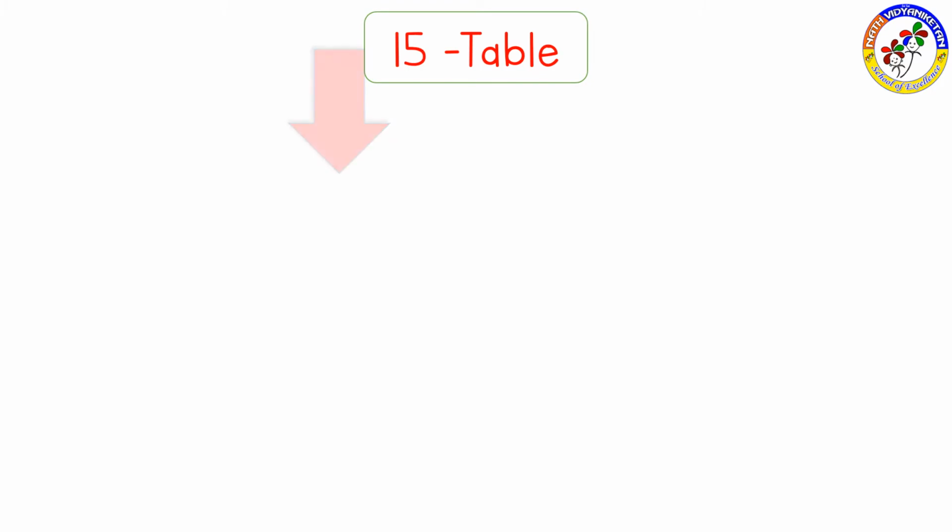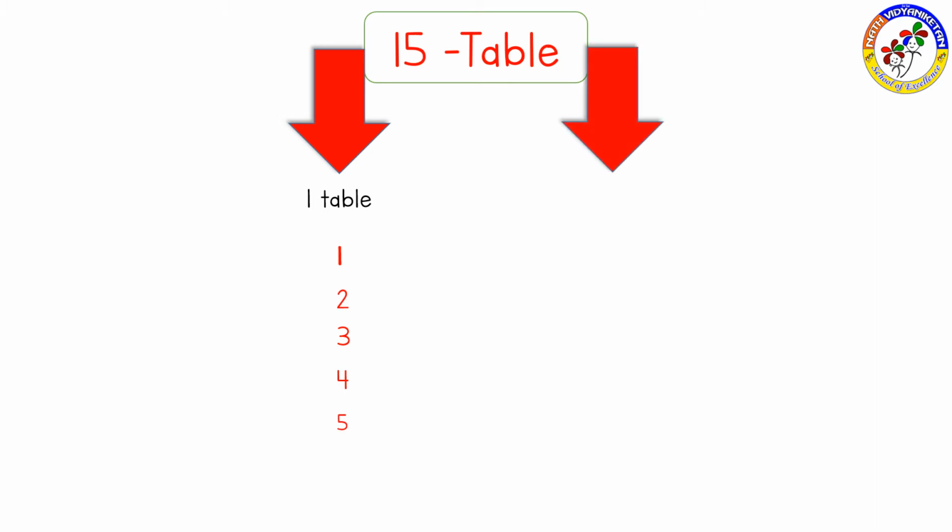So here 15th table. So let us see 15th table, left side 1 and right side 5. So let us write the 1 table here. 1 ones are 1. 1 twos are 2. 1 threes are 3. 1 fours are 4. 1 fives are 5. Now let us go to 5 table. 5 ones are 5. 5 twos are 10. 5 threes are 15. 5 fours are 20. 5 fives are 25.